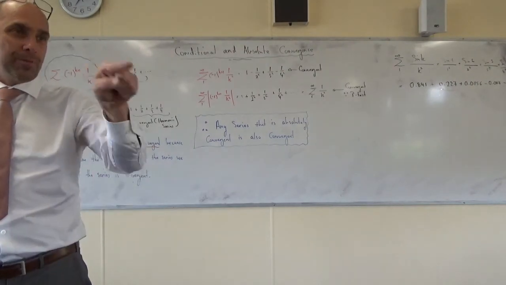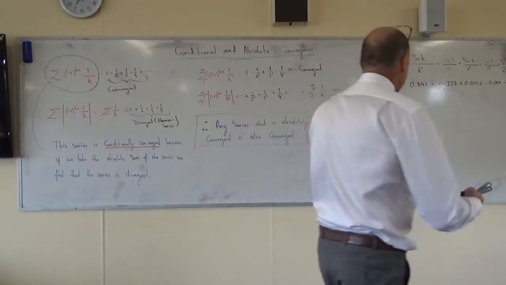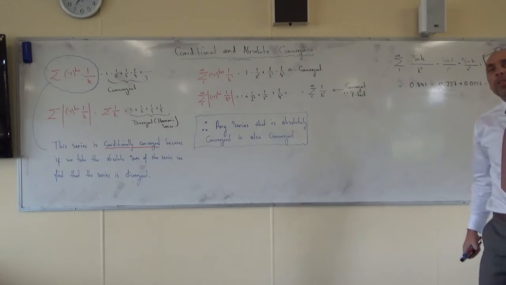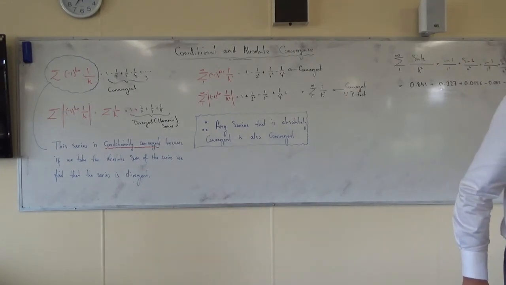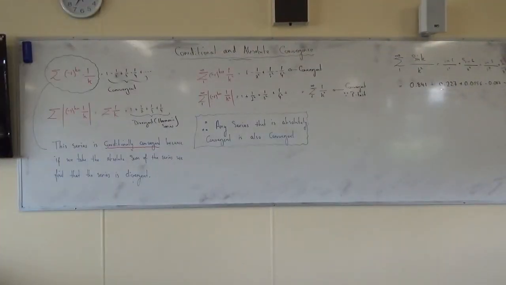This is going positive, positive, positive, negative, negative, negative, positive, positive, negative. Do you know what I mean? We don't know. So this is not alternating, so we can't use the alternating series test. How do we know, therefore, that it's convergent? What do we have to use? The absolute convergence test. Let's make that function absolute, and if it's absolutely convergent, then I know it's convergent.